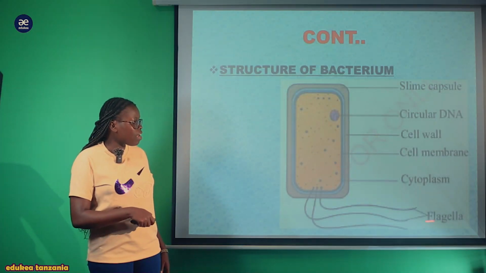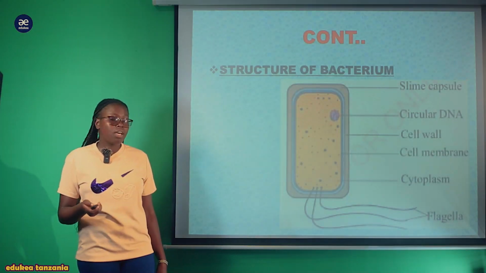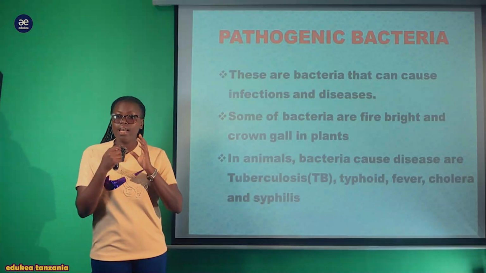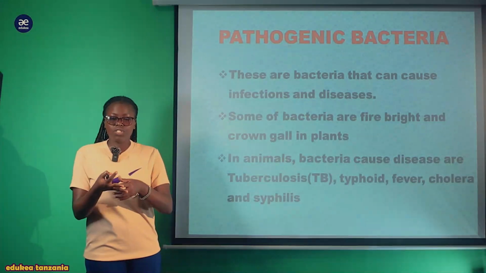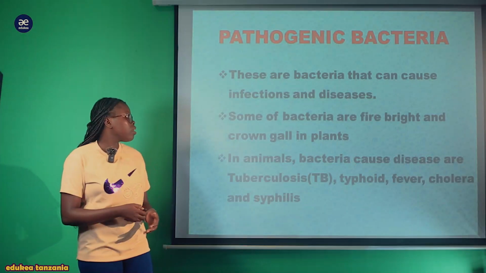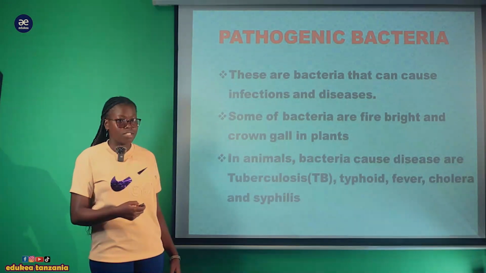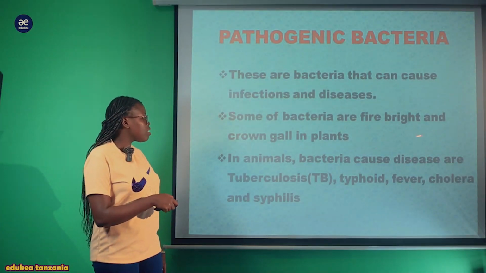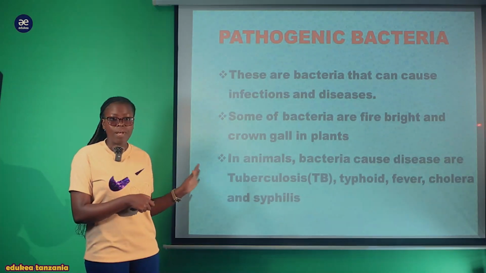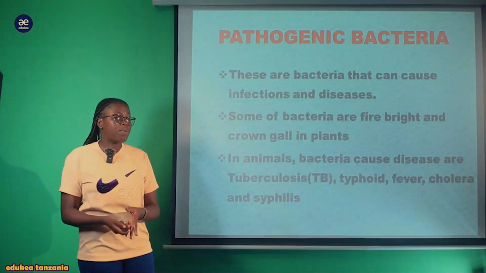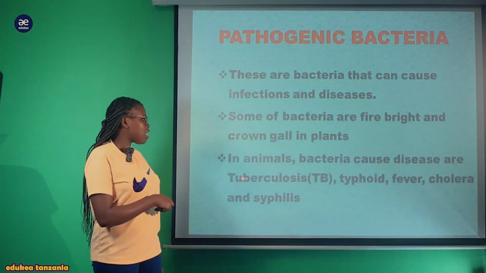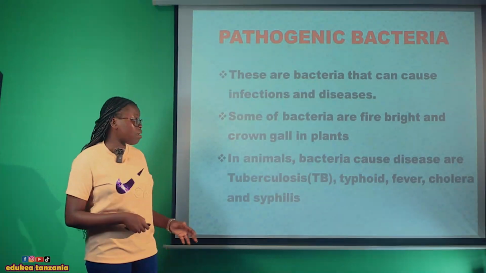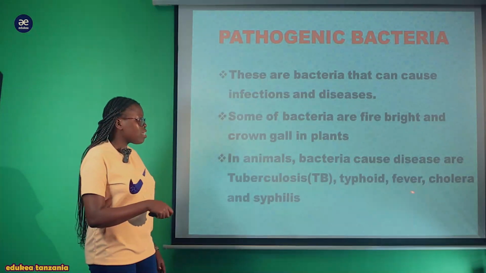Now, let us consider pathogenic bacteria. We already said that bacteria can be pathogenic or non-pathogenic. Pathogenic bacteria are bacteria that can cause infections and diseases. Some examples are fire blight and crown gall, which are found in plants and cause diseases and infections in plants. But for animals, the diseases caused by bacteria include tuberculosis, caused by Mycobacterium tuberculosis; typhoid fever, caused by Salmonella typhi; and cholera, caused by Vibrio cholerae.